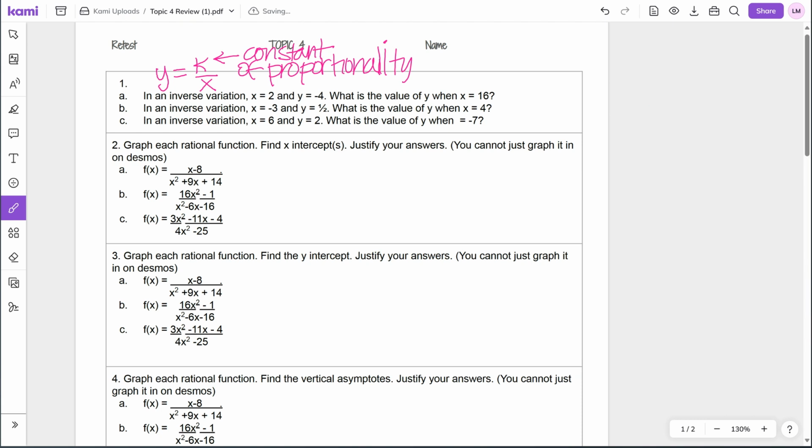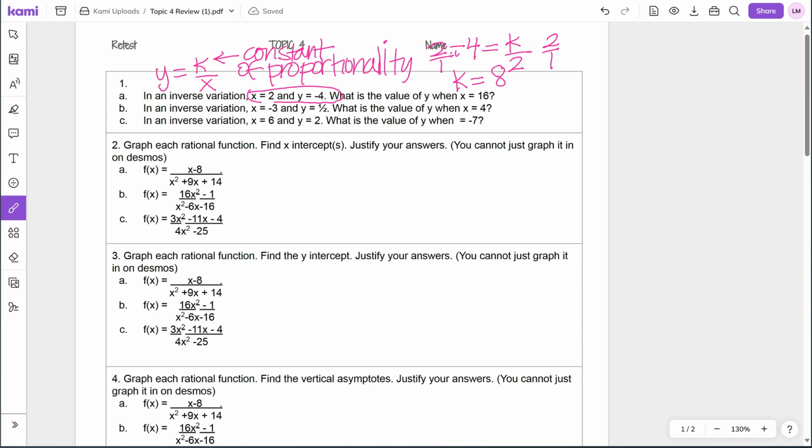So remember, I'm going to plug in what I'm given, this x equals 2, y equals -4, and get my constant of proportionality. So when y is -4 and x is 2, I can solve for k. So I'll multiply both sides by 2 over 1. And we see that k is -8 because 2 times -4 is -8.